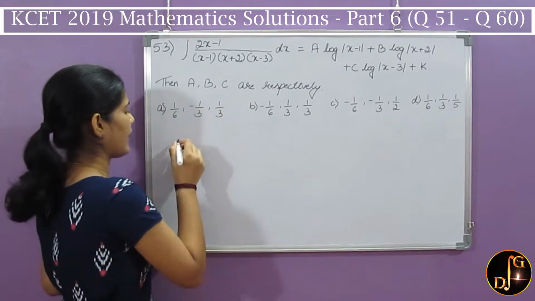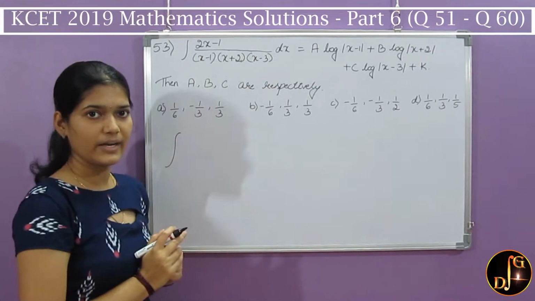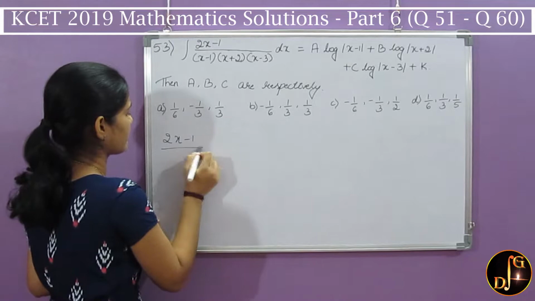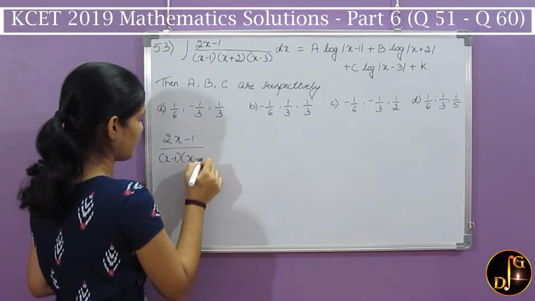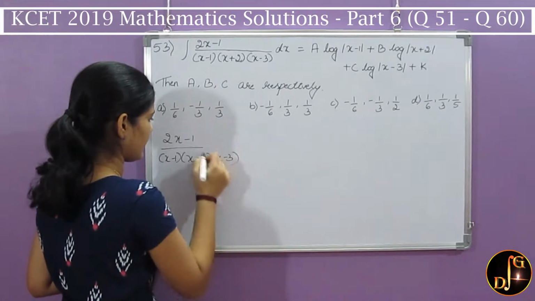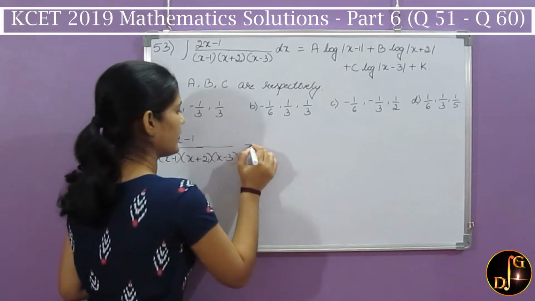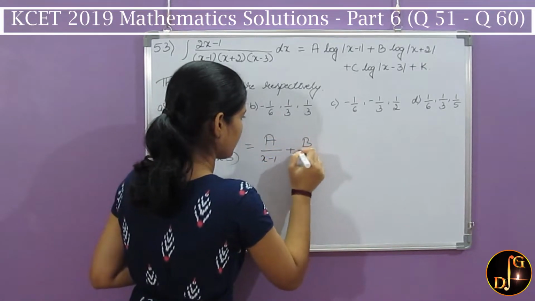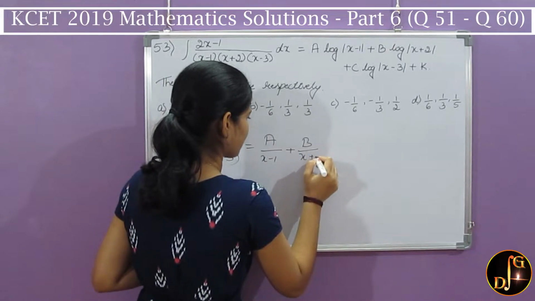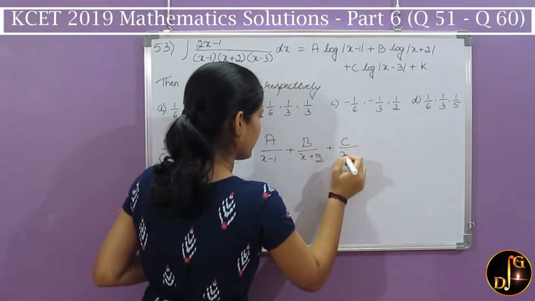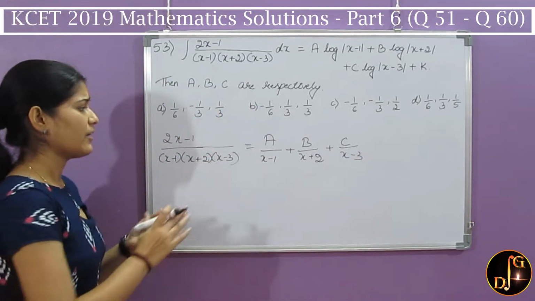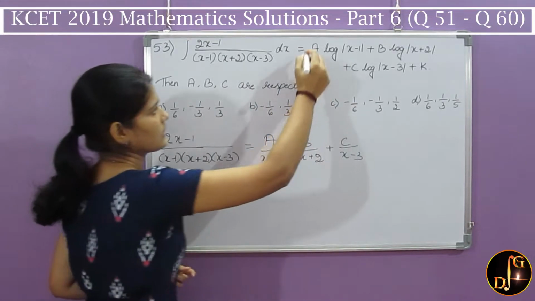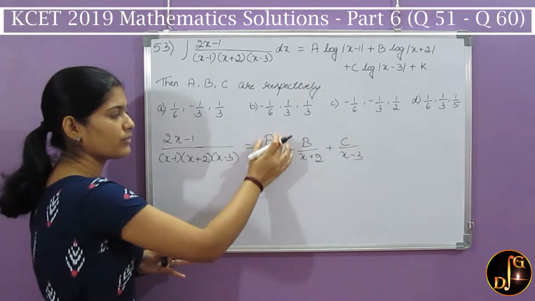We know that we have to find the partial fraction of this, right? Let's consider this function. Then we know that 2x minus 1 divided by x minus 1 into x plus 2 into x minus 3 will be equal to a by x minus 1 plus b by x plus 2 plus c by x minus 3, right? If we integrate this, then we will get a log x minus 1, b log x plus 2, the same terms. Then we have to find the values of a, b, c.